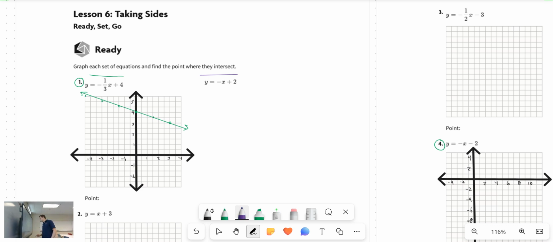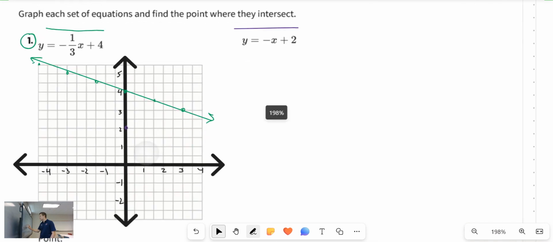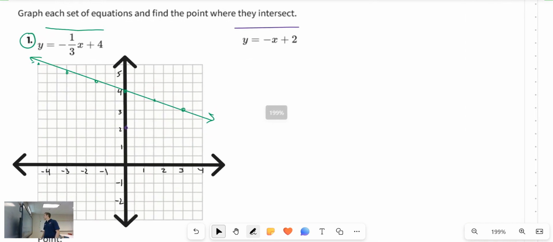And now the purple, here we go. So that's our first equation graphed. And our second equation is negative x plus 2. All right, so we have a slope of negative 1, and it intersects at positive 2. So that's our intersection point right there. It's kind of hard to see because we're zoomed out, but we will zoom in a little bit, just so we can see more clearly. There we go. So a slope of negative 1, right, because it's just negative x.